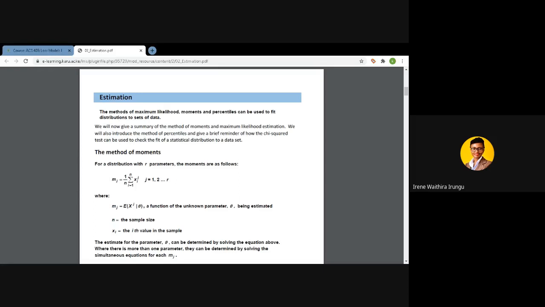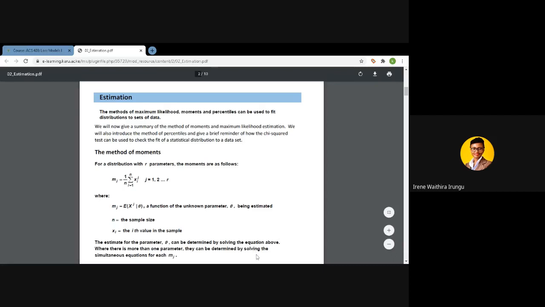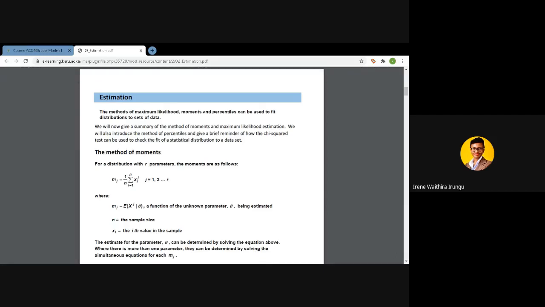Good morning. Today we are going to look at estimation. So far we have covered distributions on modeling severity, and we want to know how we can estimate the parameters corresponding to these distributions. So we look at three methods: the method of moments, the maximum likelihood method, and the method of percentiles. We'll begin with the first one, the method of moments.